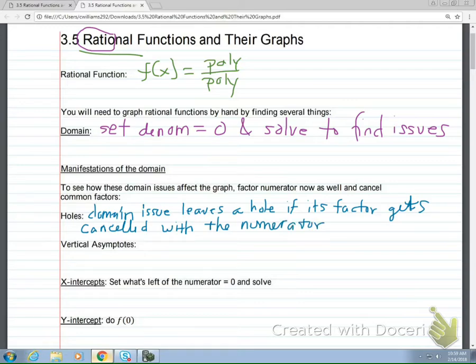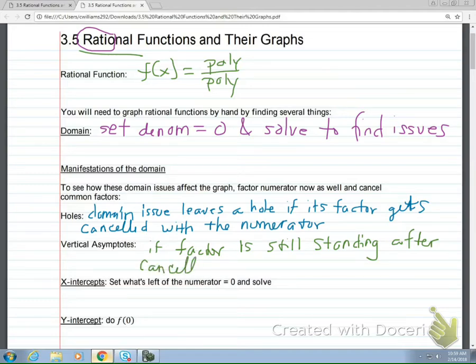On the other hand, your domain issue could manifest itself as something called a vertical asymptote. That's going to happen if the factor is still standing after doing your cancellations, or, I should say, attempts at cancellations.